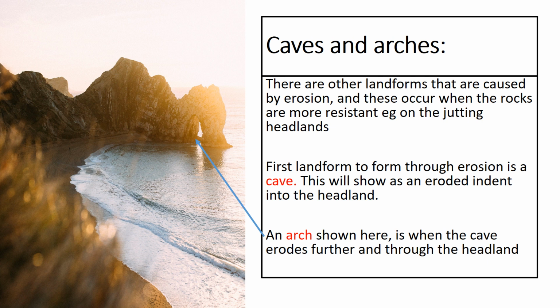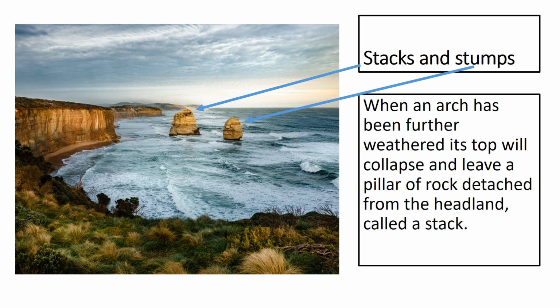First of all, it forms on the more resistant rock because it's harder to erode and therefore it takes a little piece away at a time. The first landform to form is a cave. This will just be an indent in the headland, but will be further eroded straight the whole way through to form this arch. Further erosion will cause the arch to collapse and leave the stack of rock known as a stack. If this again is further eroded, it may collapse or simply be eroded smaller into a stump, as shown in each of these pictures.